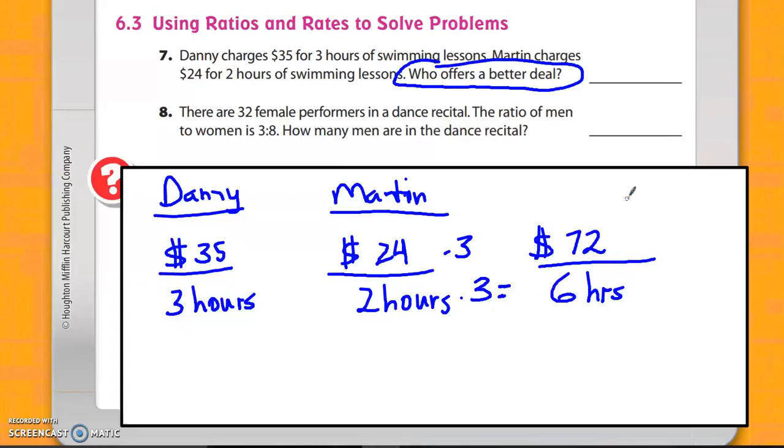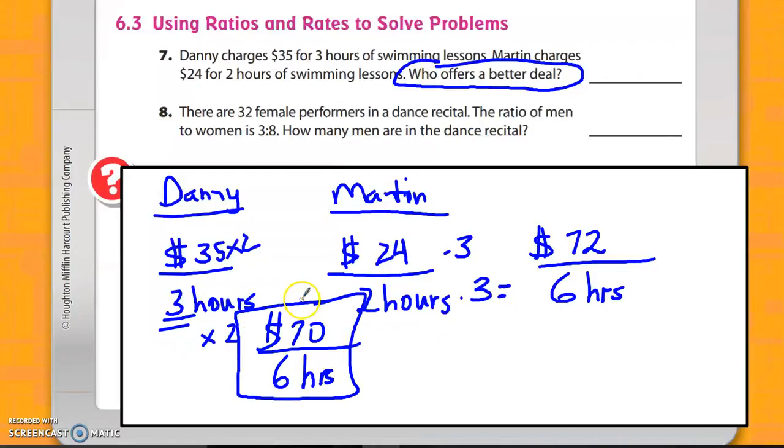Now how can I make Danny's equivalent to Martin's? Well, if you look, he's at 3 hours right now. If you simply double that, and I don't have a lot of room here, so I'm going to have to squeeze it in. If you simply double that, you would get 6 hours. And if you double his hours, you have to double his wage, and 35 times 2 is 70. Danny would be at $70 for 6 hours.